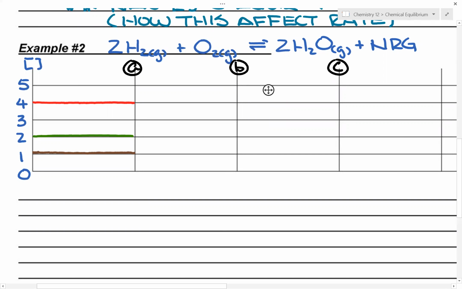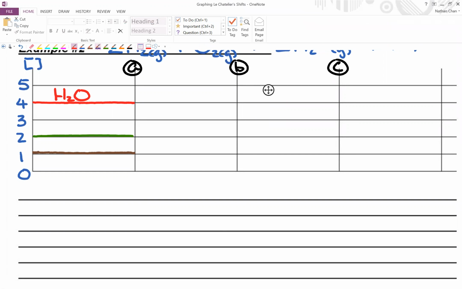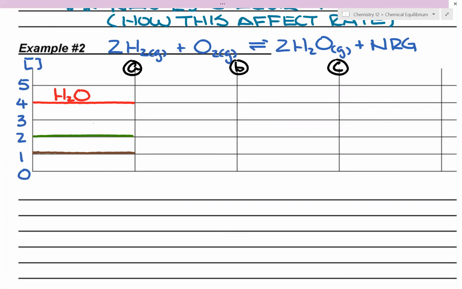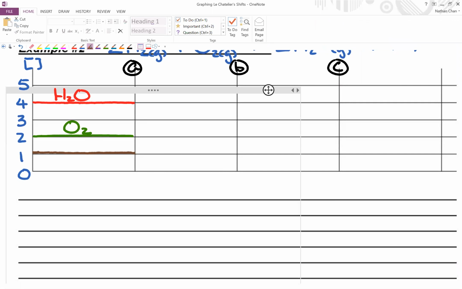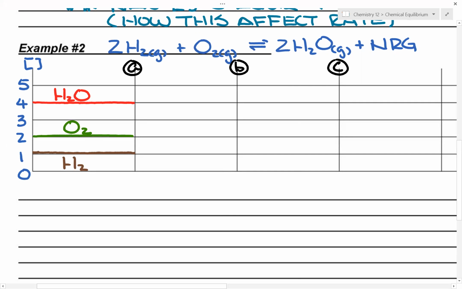So let's say this would be, let me see how I'm going to make this fun. So let's say this is my H2O. Let's say this is my O2. And this one down here is my H2. Okay. Now, let's say, for example, let's increase for A. Let's say we increase my concentration of O2.